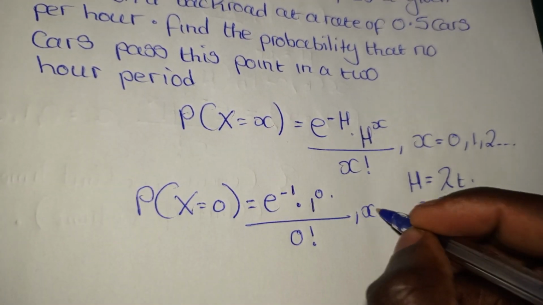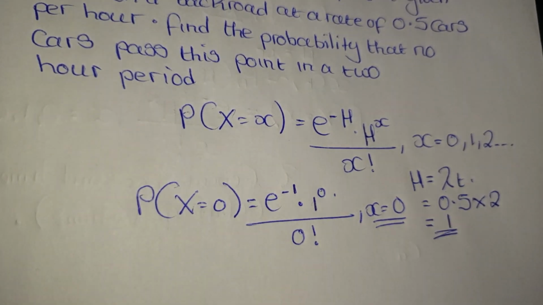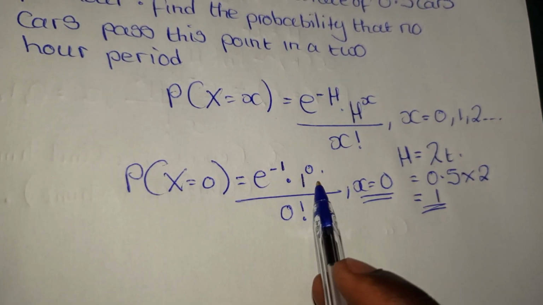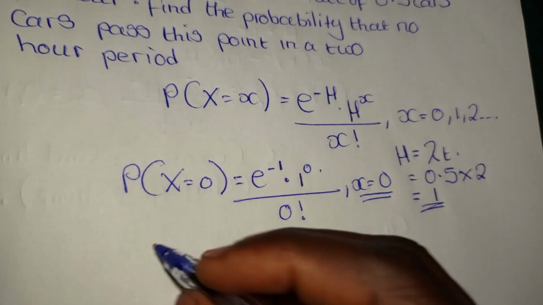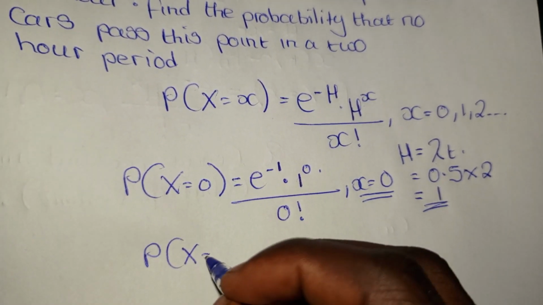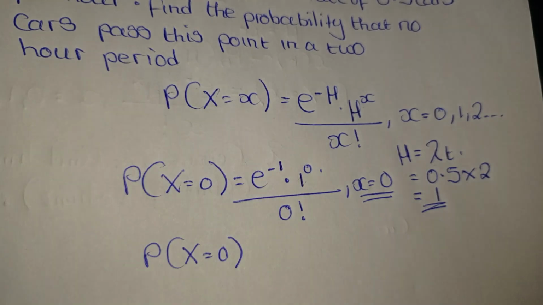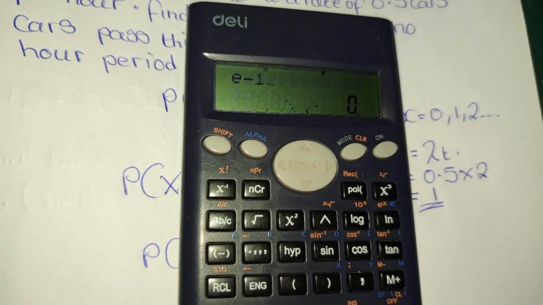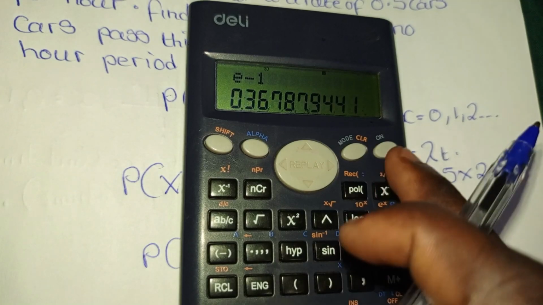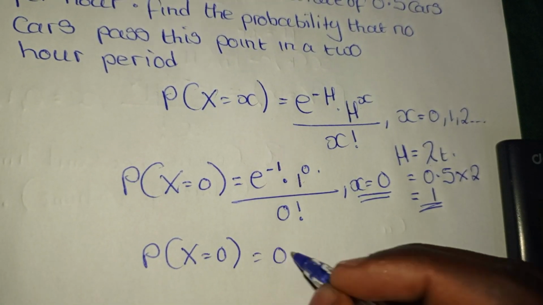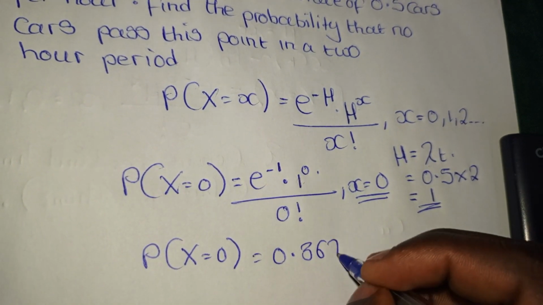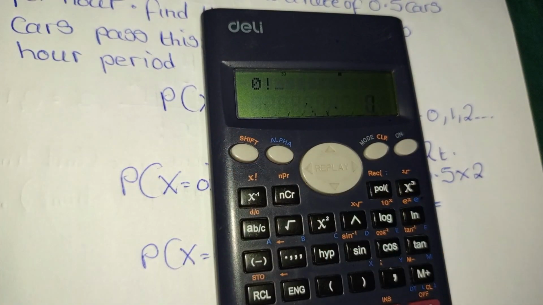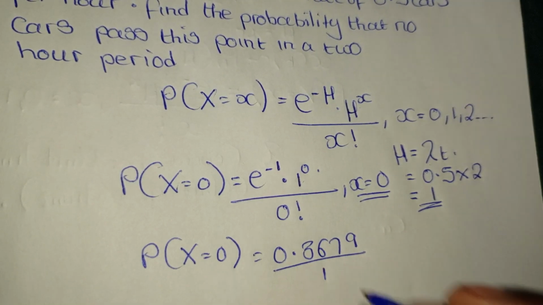Remember the x value was known to be what now? 0. Since the x value is 0, and we know from mathematical laws that any number to the power 0 is 1, so 1 still remains this number. Then here you can punch shift exponent negative 1, and you get your answer to be 0.3679.